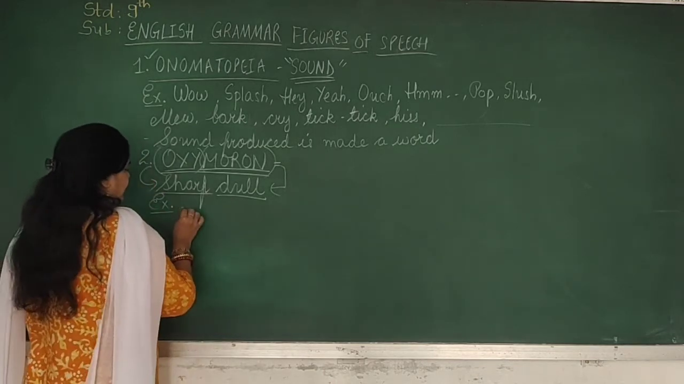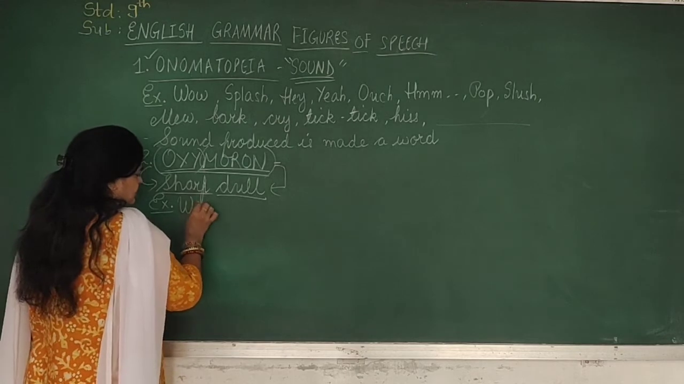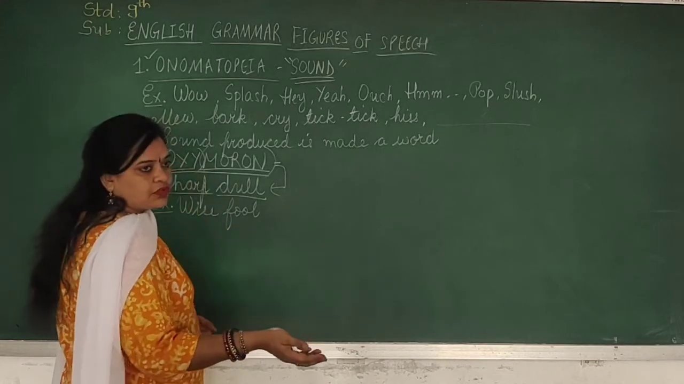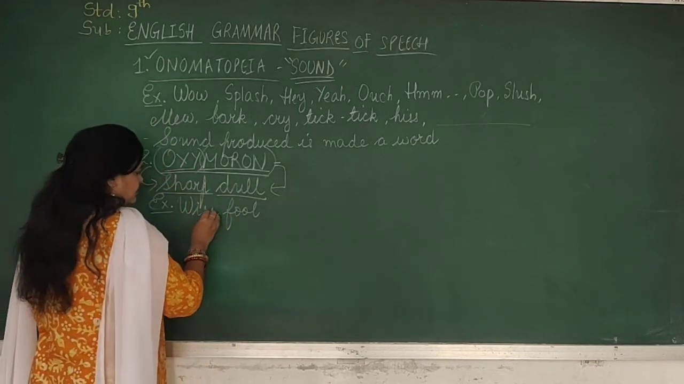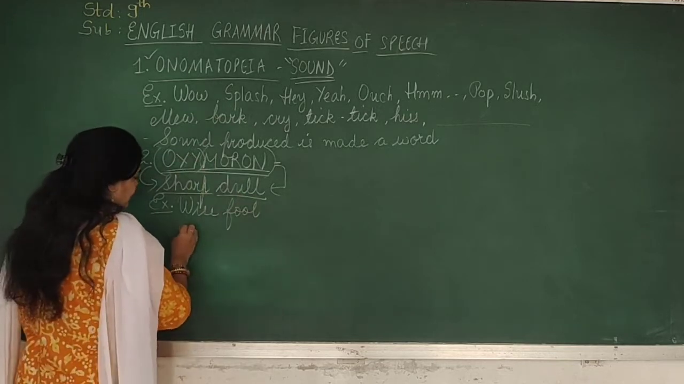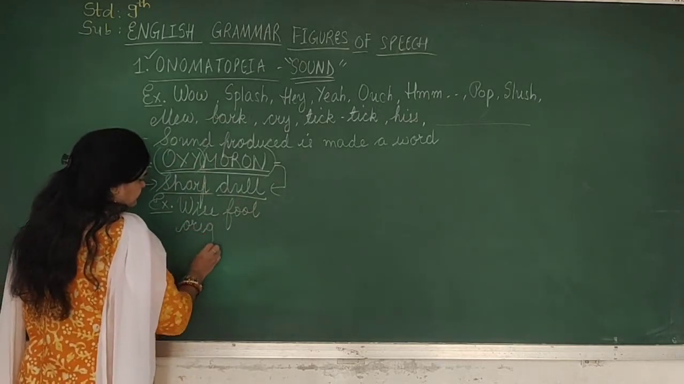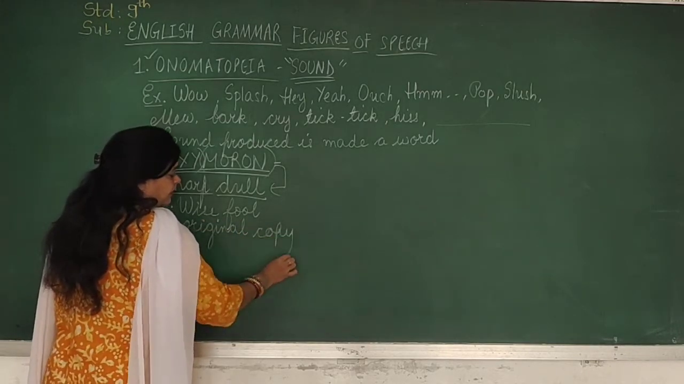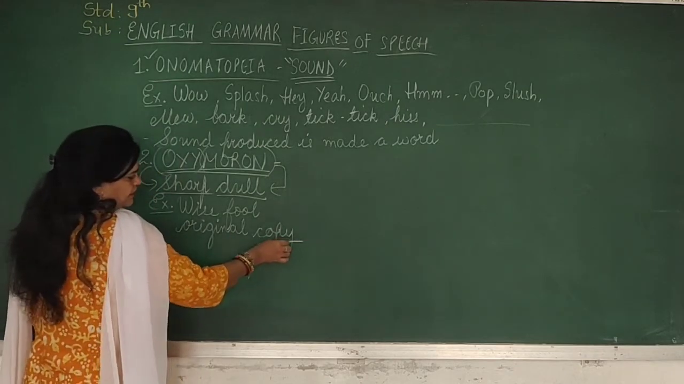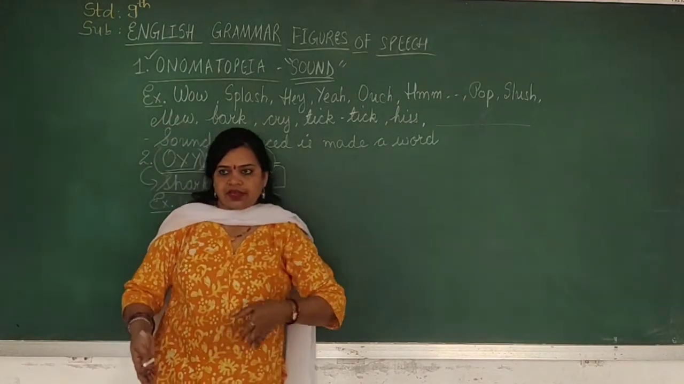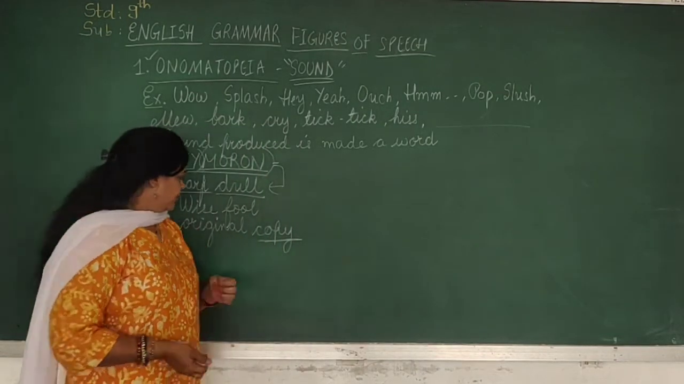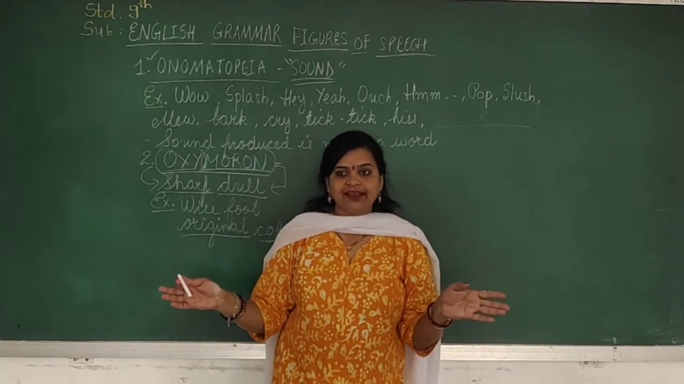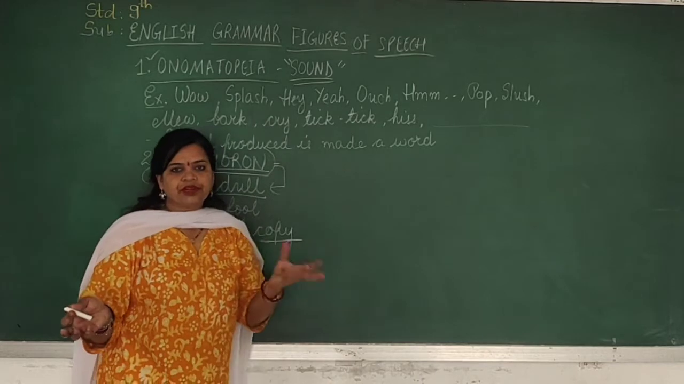An example, a wise fool. That fool is also very wise. He is the wisest of all the fools, right? So his number is first even among fools. Another, original copy. Now see, what is the meaning of copy? Copy means just the next repeat; it is a repetition. And what is the meaning of original? The first one and only. Both words are totally contrasting to each other.